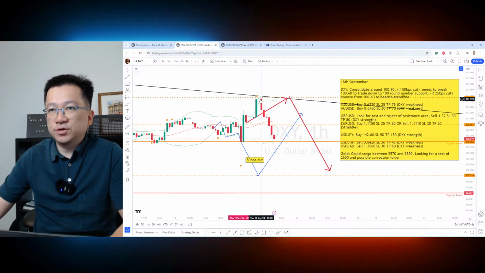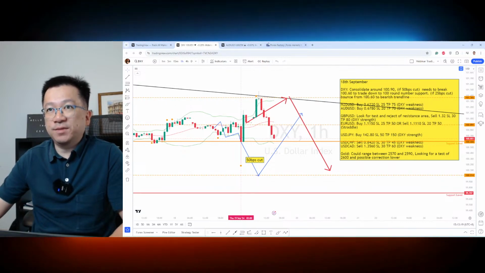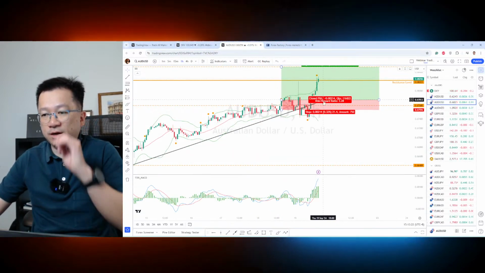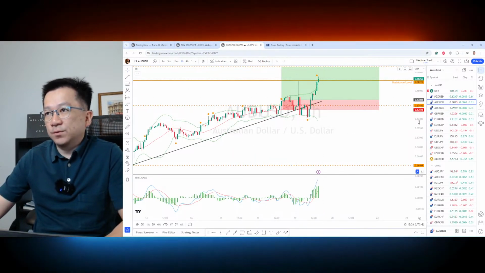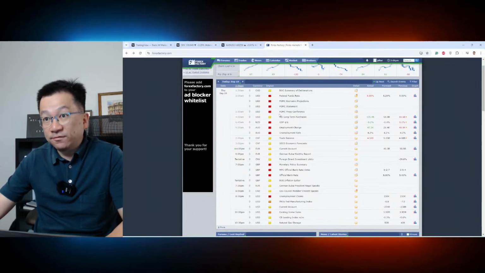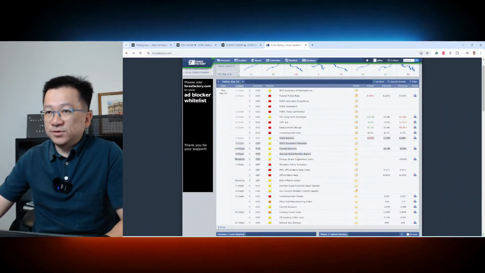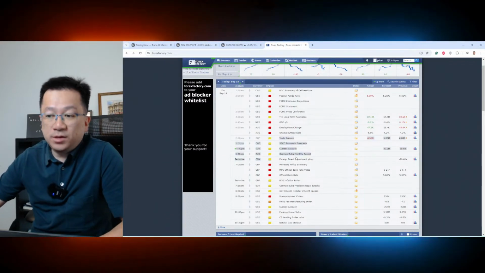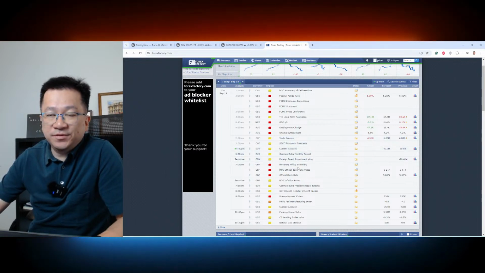There, we saw the dollar test and reject, pushing back down. That's why we saw the Aussie pushing back up. Okay, so that was what happened so far. Now it's time for a bit of a breather all the way through to 7 p.m.